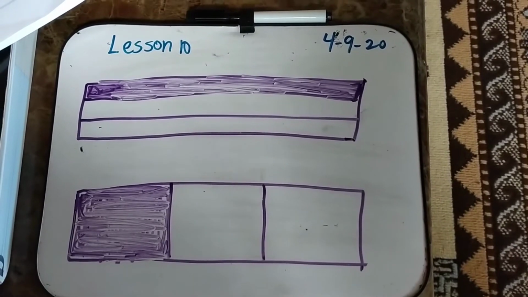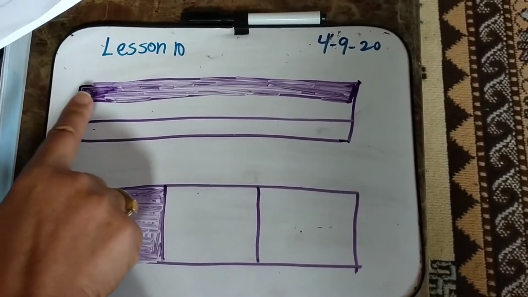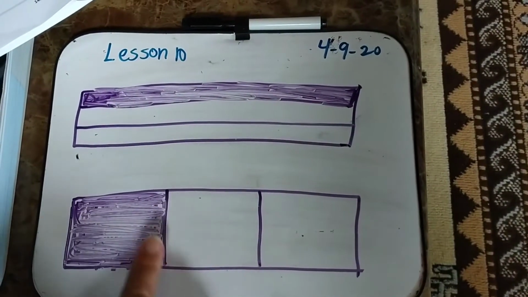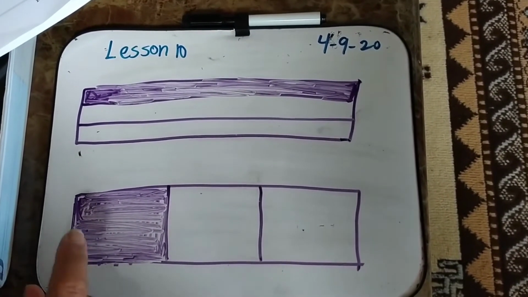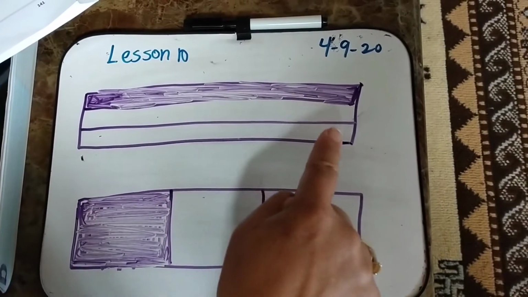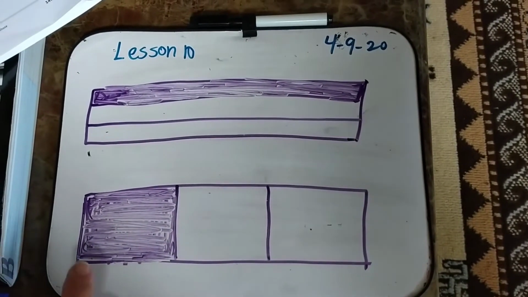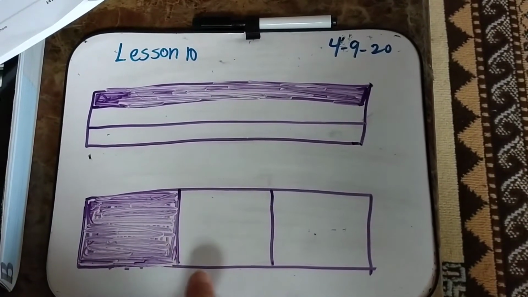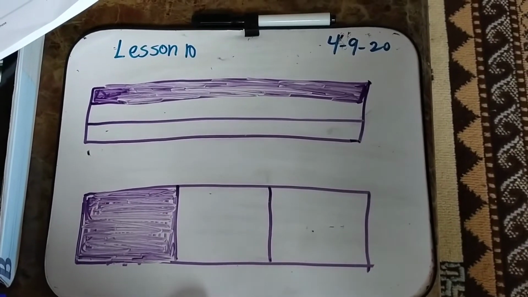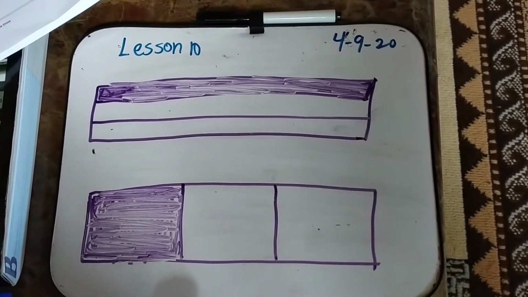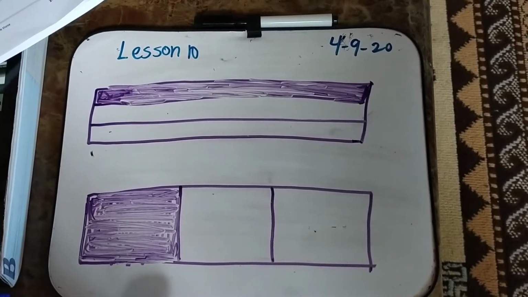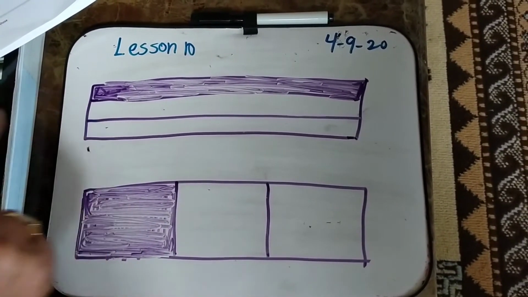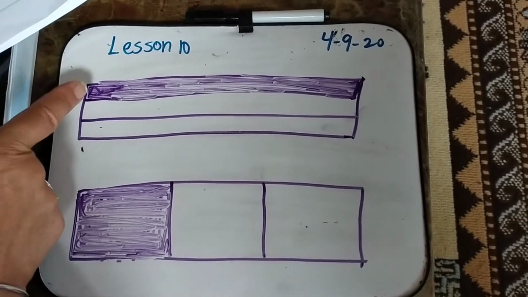Okay, the thirds look different, as you can see. Even though they are both thirds, one is long and skinny, and one is short and fat. Even though they're different shapes, they both are 1/3 of the whole shape. They both have two parts unshaded. Only one part is shaded.